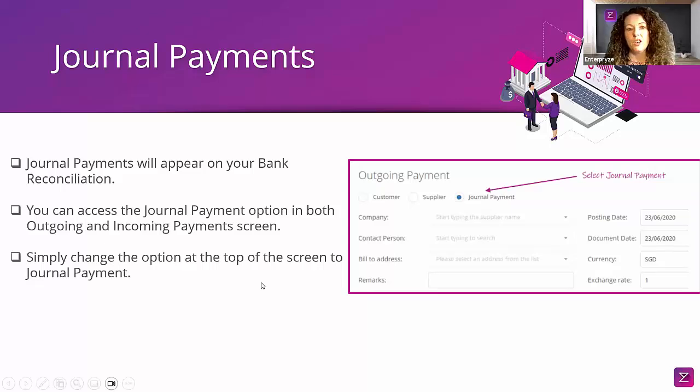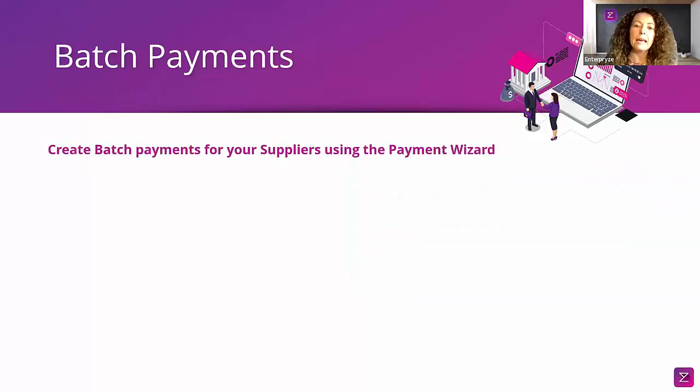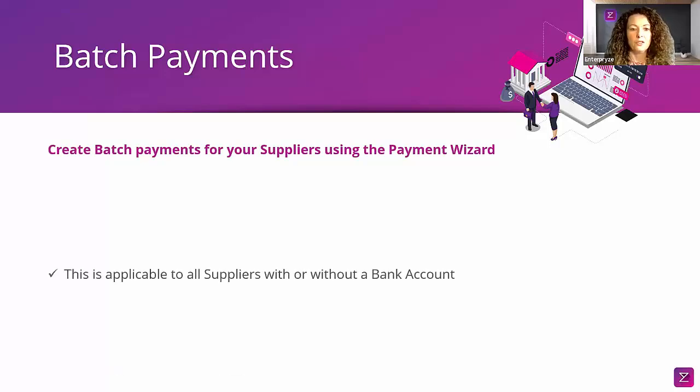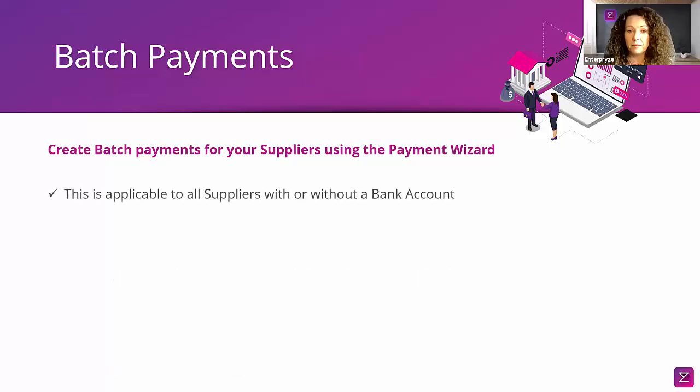Okay. Batch payments. This is where you can pay your suppliers in bulk. A great example of this is if you want to pay all suppliers in bulk and they don't necessarily have a bank account, and you just want to quickly process payments in one fell swoop, then utilize the payment wizard for this function. So this is applicable to all suppliers. Whether or not they have a bank account, you can assign references at header level.